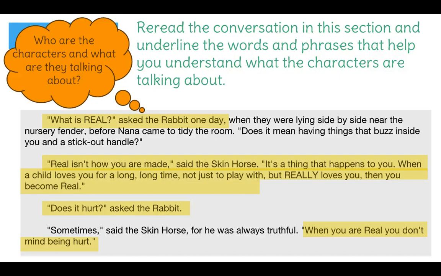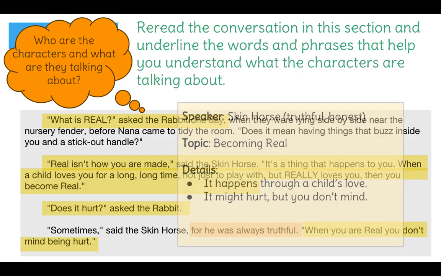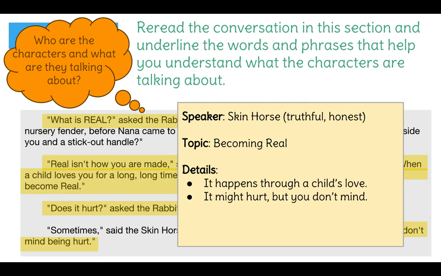There's one more thing on this page, though, that we should notice. It says that Skin Horse was always truthful. That definitely shares his point of view. Now let me jot down everything that we noticed from this page. We know the Skin Horse is our speaker and that he's truthful and honest. We know the topic is becoming real. And here are the two details we collected from this passage.